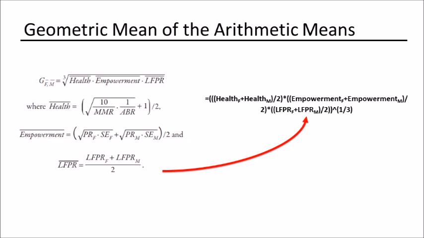Next, we need to calculate the geometric mean of the arithmetic means for each indicator. The reference standard for computing inequality is obtained by aggregating female and male indices using equal weights, thus treating the genders equally, and then aggregating the indices across dimensions for each gender that we calculated earlier. The figure on the left shows the calculation for the geometric mean of the arithmetic means, when health is represented by the equation below it, and then empowerment, and then labor force participation rate. The arrow on the right indicates the equation as it looks in Excel.